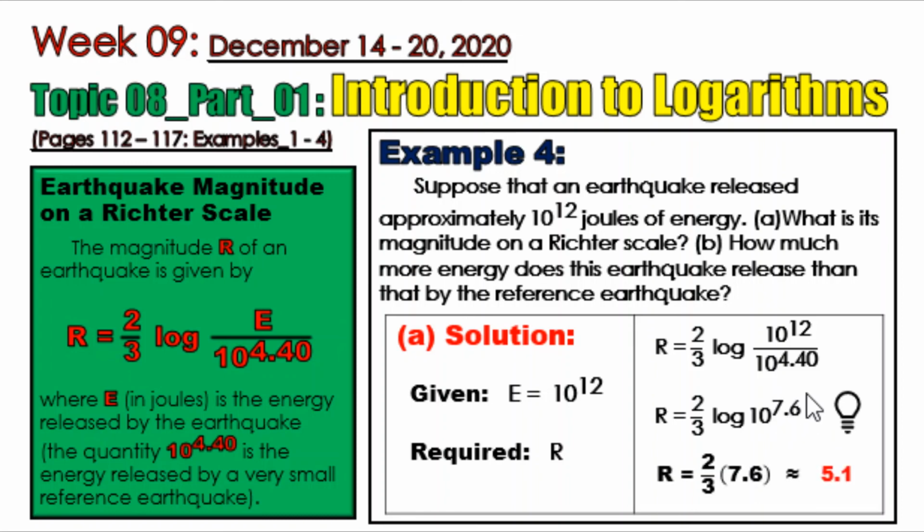And therefore, R is equal to 2/3 times 7.6, which is approximately 5.1. So this is the answer for question A.